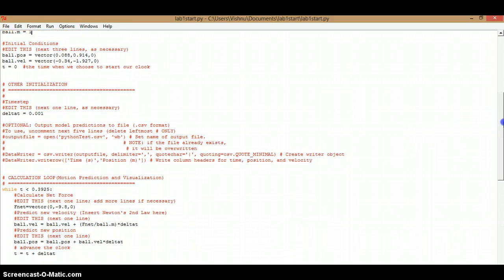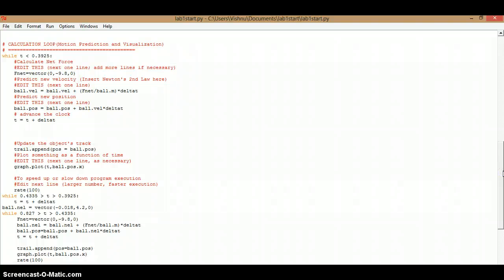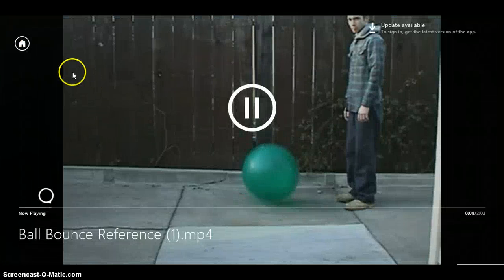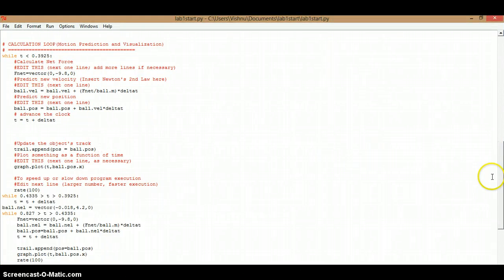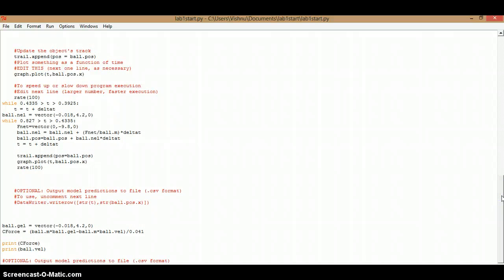And now we'll move down, and now you'll see that I made multiple while loops. This is because the first one is while the ball is falling, where fnat equals negative 9.8, because g equals negative 9.8. Then the second while loop is just to advance time, because the ball doesn't actually move in that 0.41 seconds, which is my estimation. And then the final while loop is when the ball bounces in the other direction.